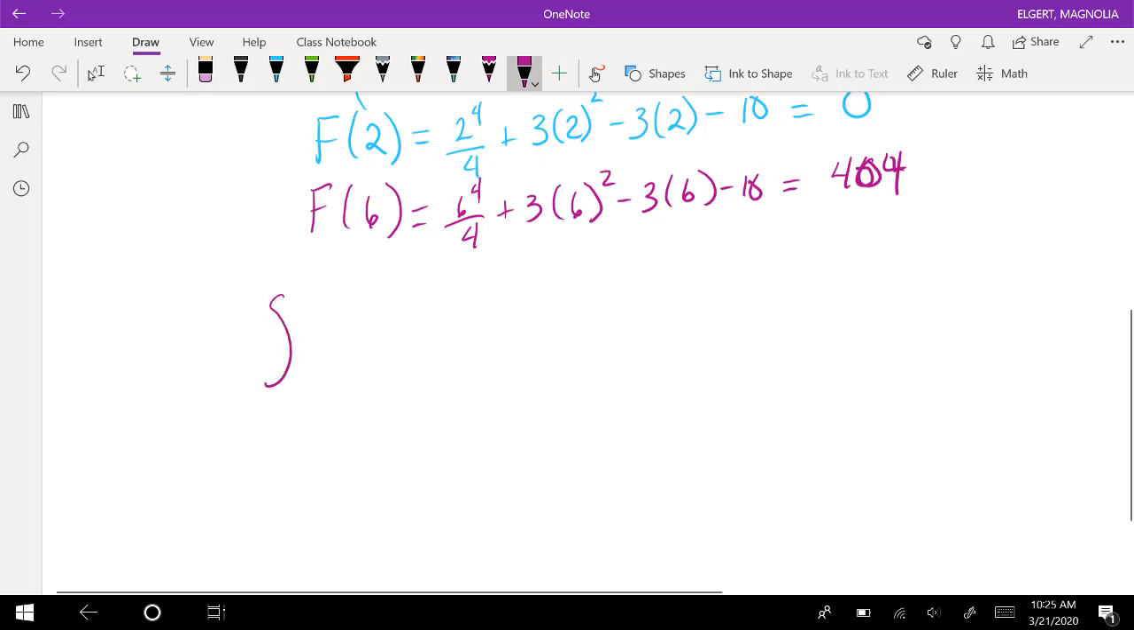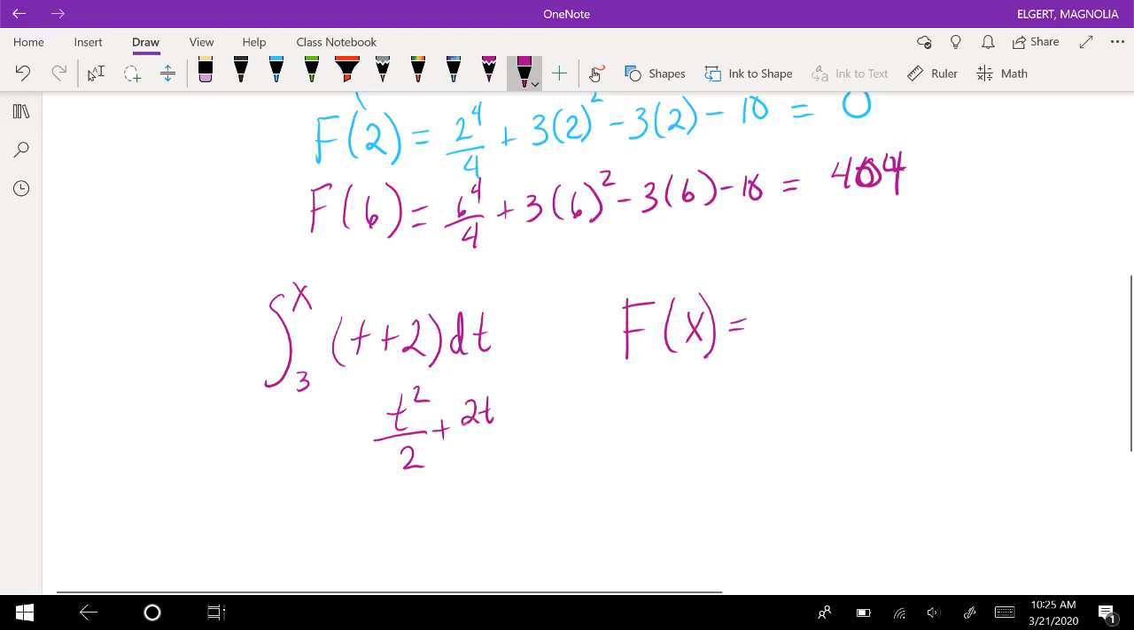Let's look at if I want to integrate from 3 to x of t plus 2 dt. So I'm going to find a function in terms of x. So when I integrate, I get t squared over 2 plus 2t. And then I'm going to integrate from 3 to x. So again, I get x squared over 2 plus 2x. And then I'm going to subtract. If I put 3 in there, that's 3 squared over 2 plus 6. 2 times 3 is 6. And whatever that constant equals, that's 9/2 plus 6.